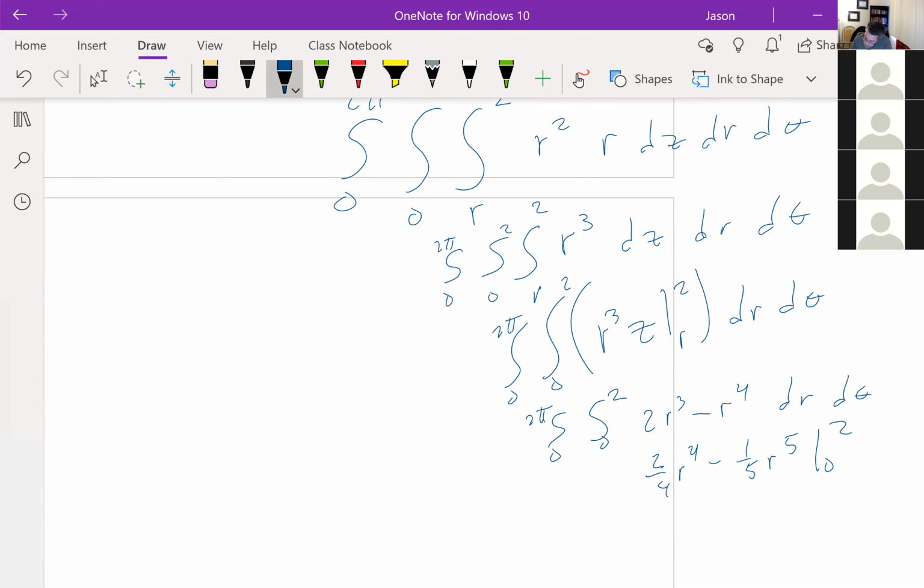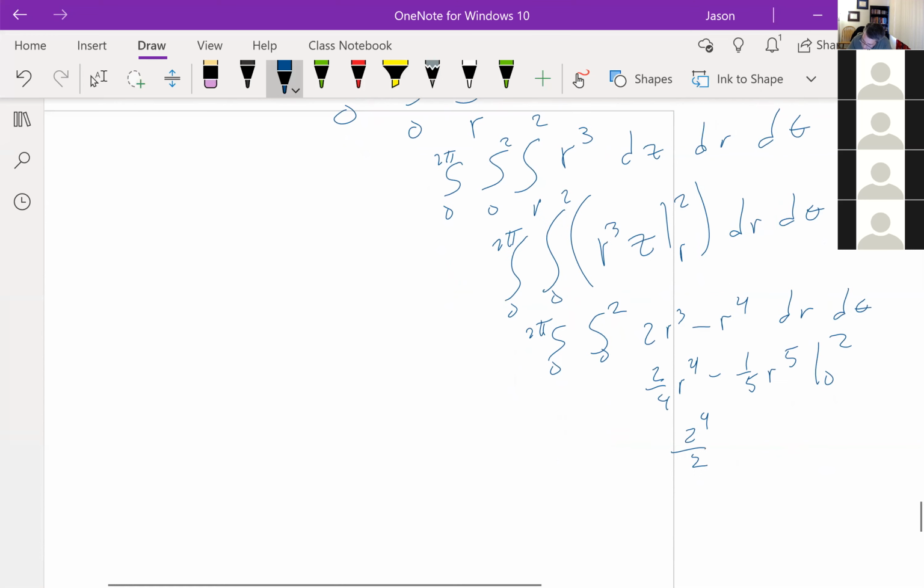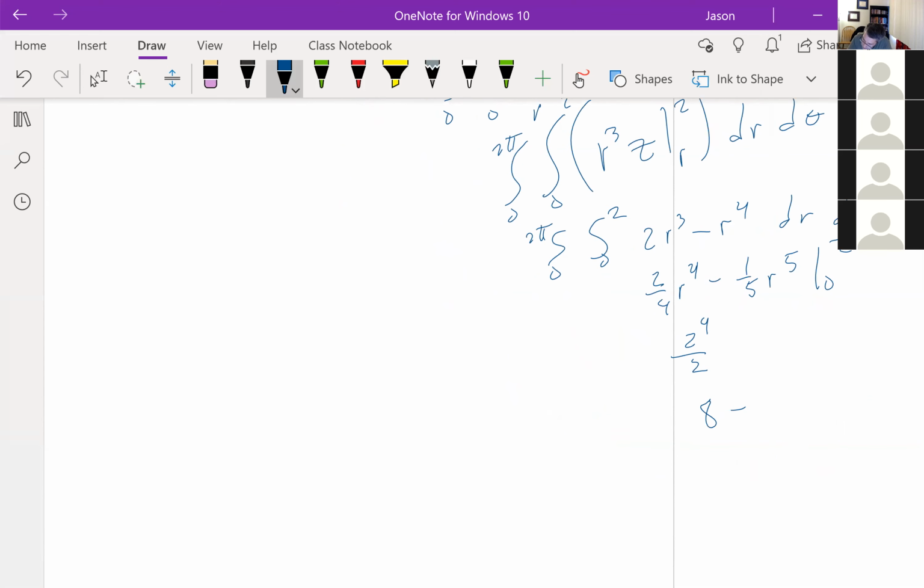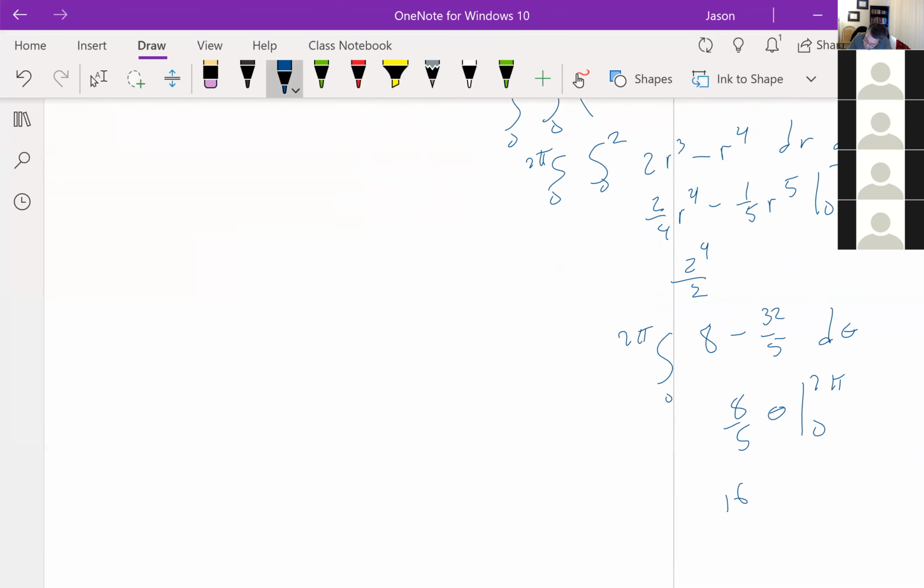We're going to plug in 2 here. So this is 2 to the 4th over 2, which is 2 to the 3rd, so that's 8. Minus 2 to the 5th over 5, that's 32 over 5. And when you plug in zeros, it just goes to 0. Then this is 0 to 2 pi d theta. So 8 minus 32 over 5, that's 40 minus 32, that's 8/5. Then integrate that, that's theta, evaluate from 0 to 2 pi. That's 16 pi over 5. Boom, that's it. Done.